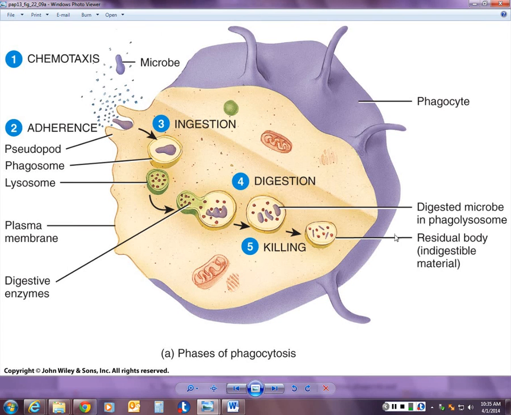So keep in mind the 5 phases of phagocytosis. Be able to put them in their proper order. And you should also, at least from the name, be able to interpret or surmise what is going on a little bit in each one of those processes. So we once again had chemotaxis, adherence, ingestion, digestion, and then killing.